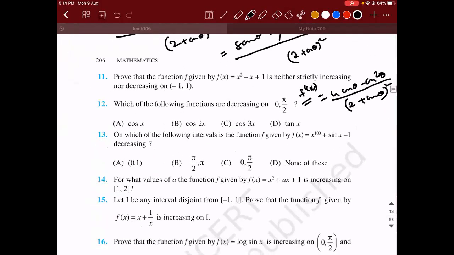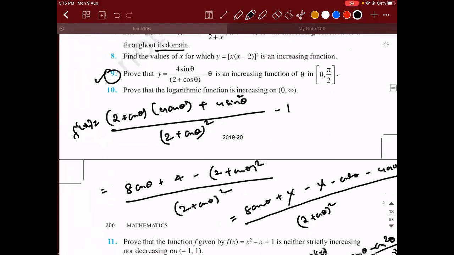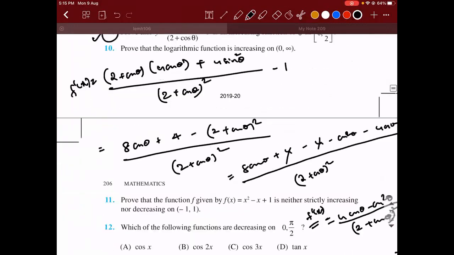Let's take cos theta common. So you get cos theta into 4 minus cos theta, divided by 2 plus cos theta the whole square. Okay. Now what did they say? Is an increasing function for all values of theta that is between 0 to pi by 2.